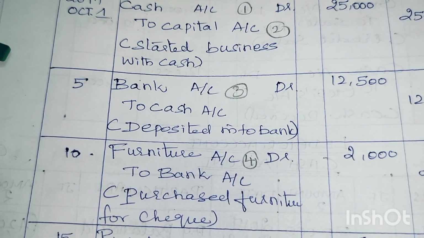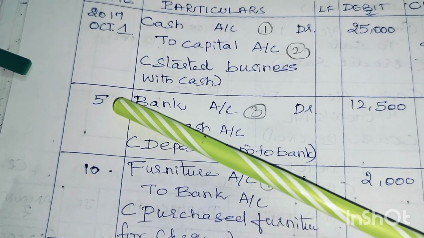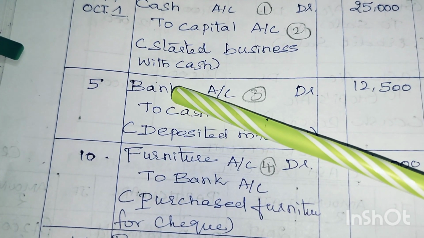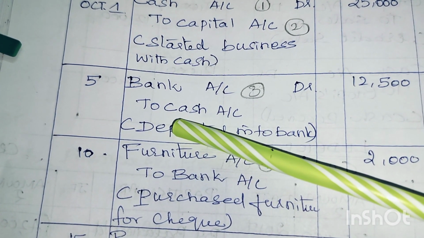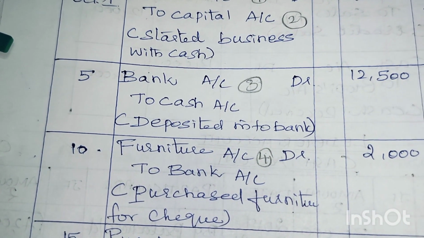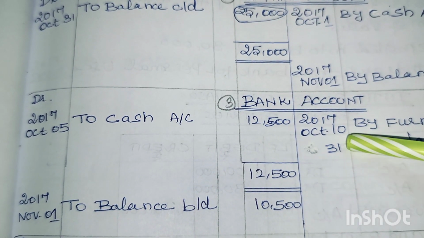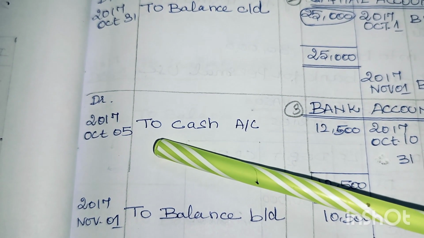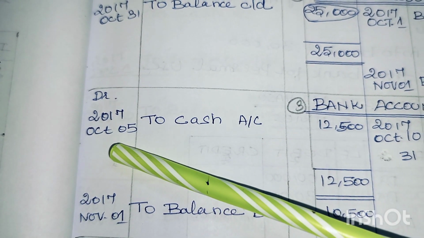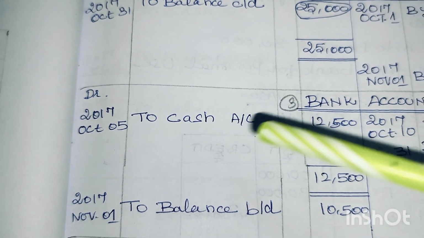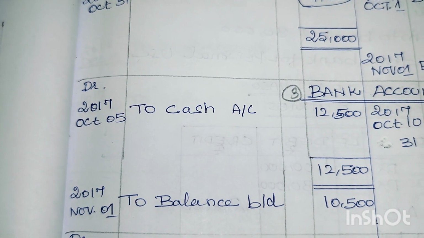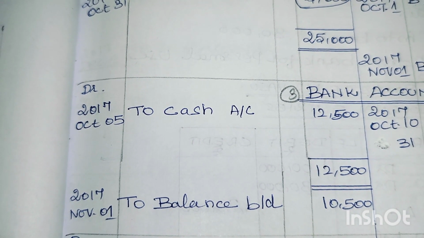Okay, when did the first bank transaction occur? On October 5. On which side? Bank account is on the debit side. What is the opposite account from the bank account? Cash account is the opposite account, 12,500 rupees. So under the bank account we go to the debit side, dated 2017 October 5. To cash account 12,500. So to cash account means this is the opposite account from the bank account. We enter 12,500 in the amount column.